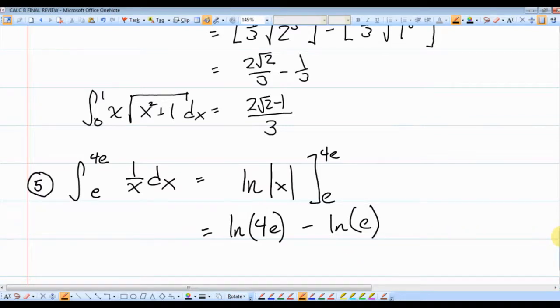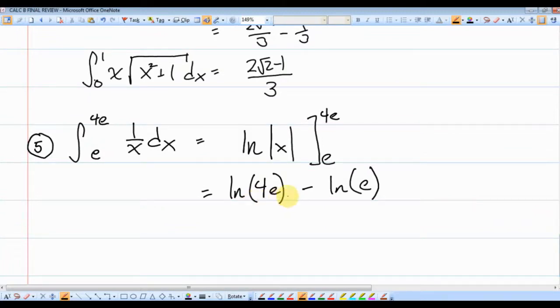Which is kind of weird, right? Well, I can turn this into a ratio. Oh, look, the e's cancel out. 4 is 2 squared, right? Yeah.